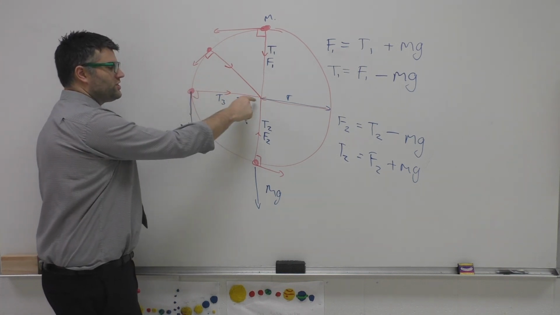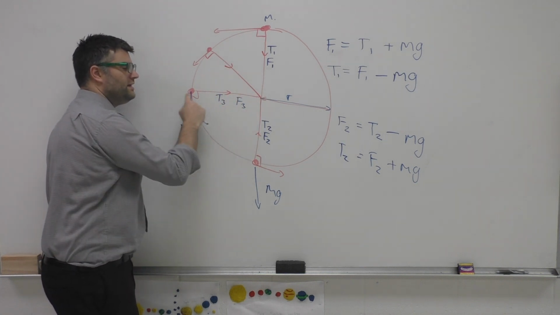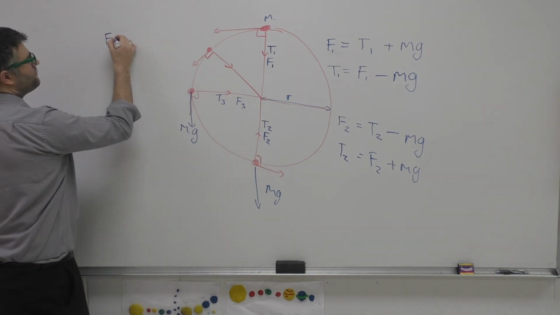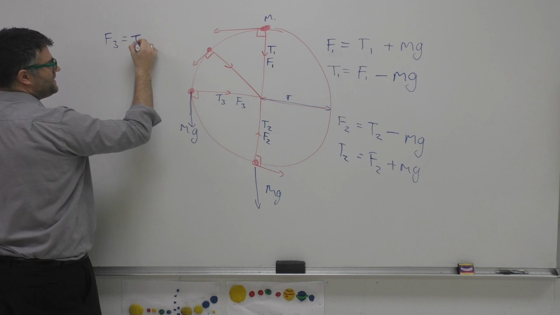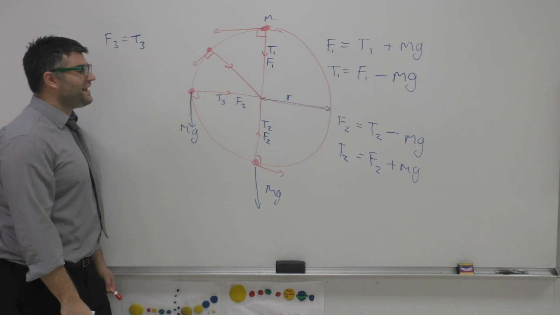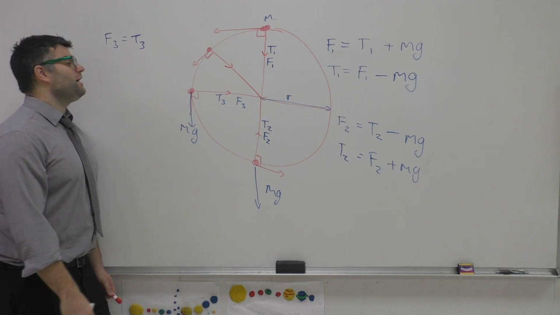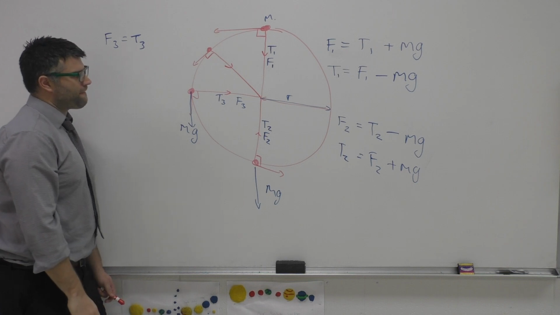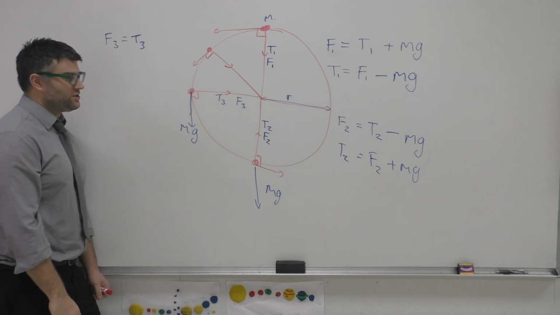This means that because mg is at a right angle to T, no component of mg is included in the centripetal force here. So in this circumstance, F3 would be equal to T3. They would be equal to each other because there's no other force that's acting in the same direction. So that's a really nice way of seeing, if we know the tension, we know the centripetal force in this circumstance.